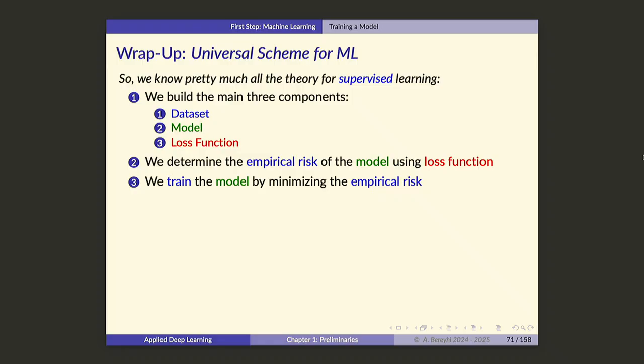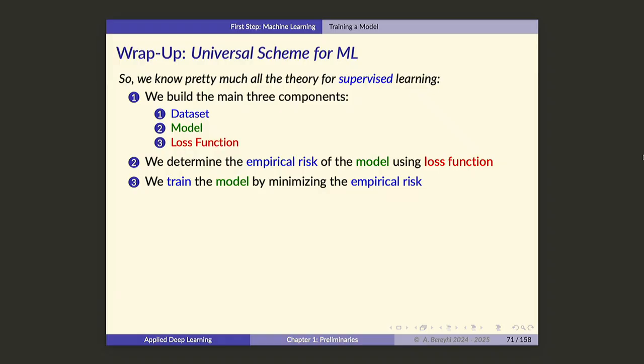So if you have a machine learning problem, and right now, as I said, we are always going to focus on the supervised learning case, then you have three main components. You build your data, your model, and your loss. Then you use the model and the loss function to compute the empirical risk on the data set. And once you have computed that, you just minimize it. When you minimize it with respect to the weights inside your model, you say that you have trained this model, right?